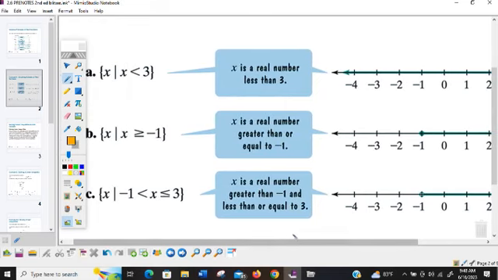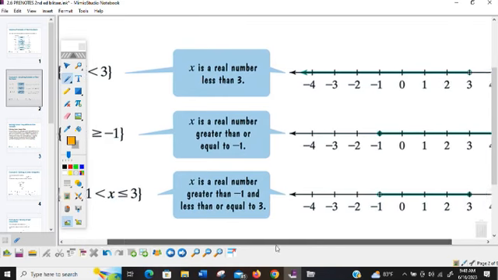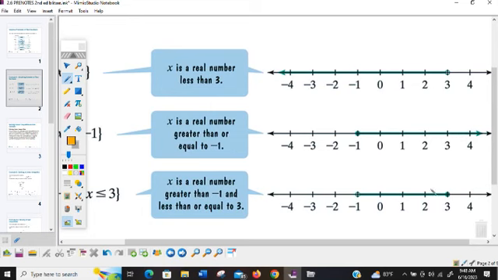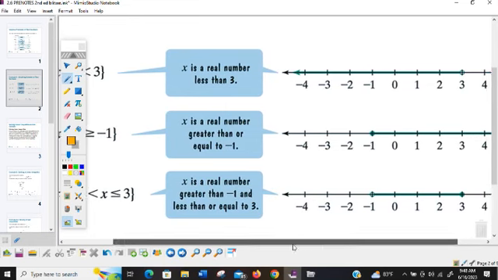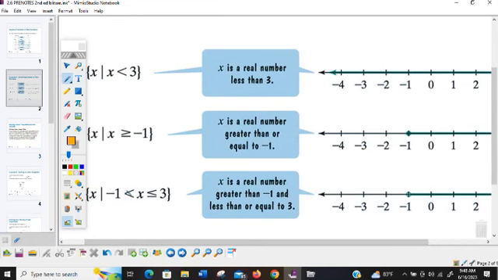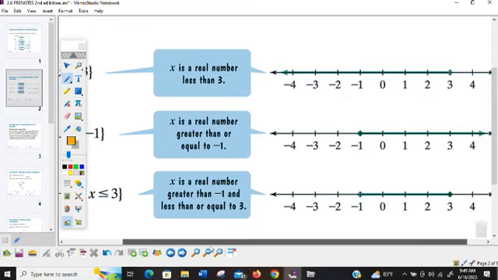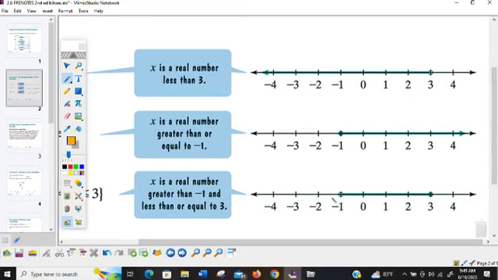And the last one says x is between -1 and +3. Okay, so we're going to go to -1, +3, and we're going to shade in the middle. Now pay attention, at the left end, at the -1, there's no equal to. That's why this dot is open. At the 3 end, there is an equal to, so that dot would be closed.